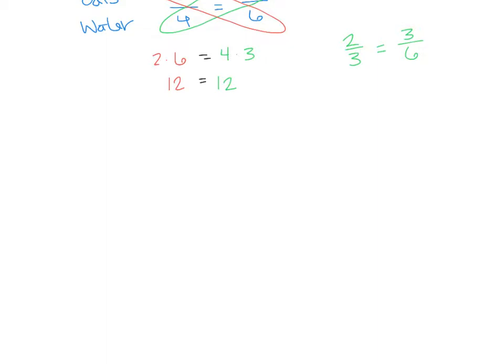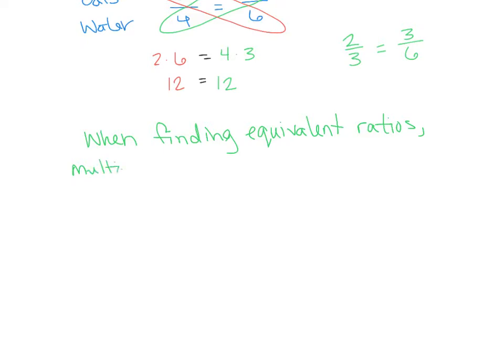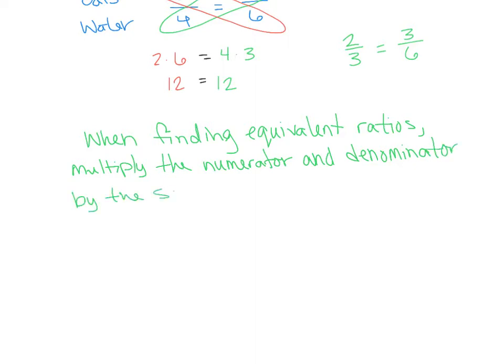Finding equivalent ratios and writing proportions. When you find equivalent ratios, multiply the numerator and denominator by the same number of your choice.